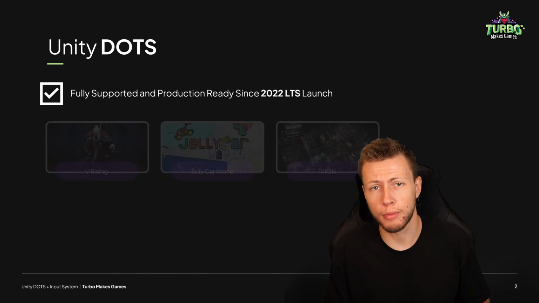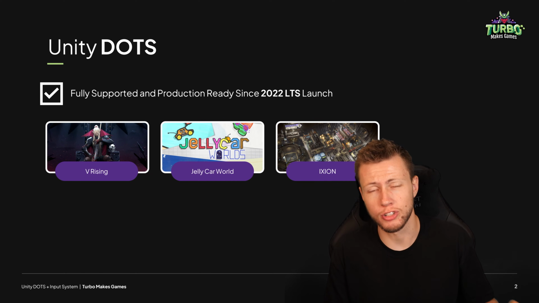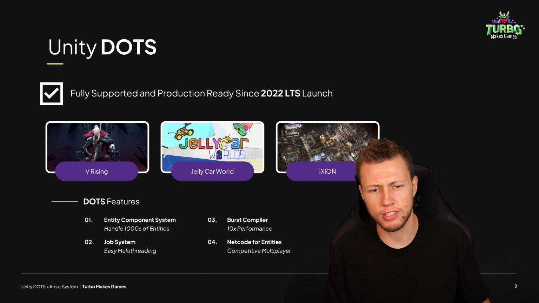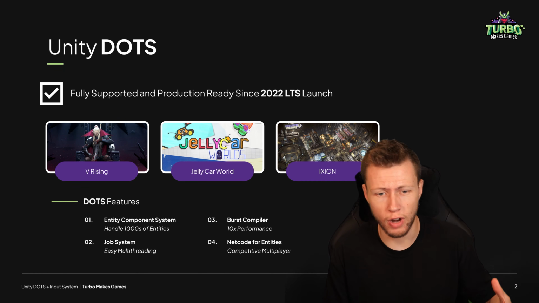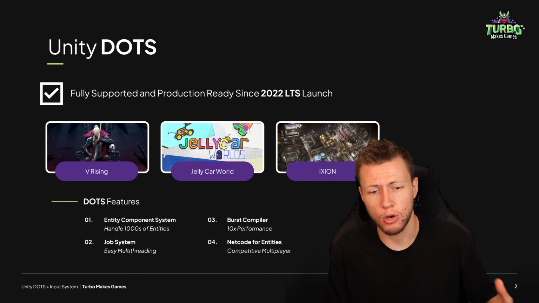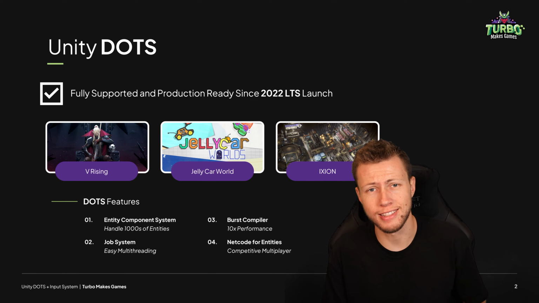Now we already have seen a number of production ready games available. Here's just a couple examples of them. By the way, if you're not familiar with Unity Dots, here's some of the features. It's centered around the entity component system, and there's also the job system and the burst compiler. Another important factor is netcode for entities.